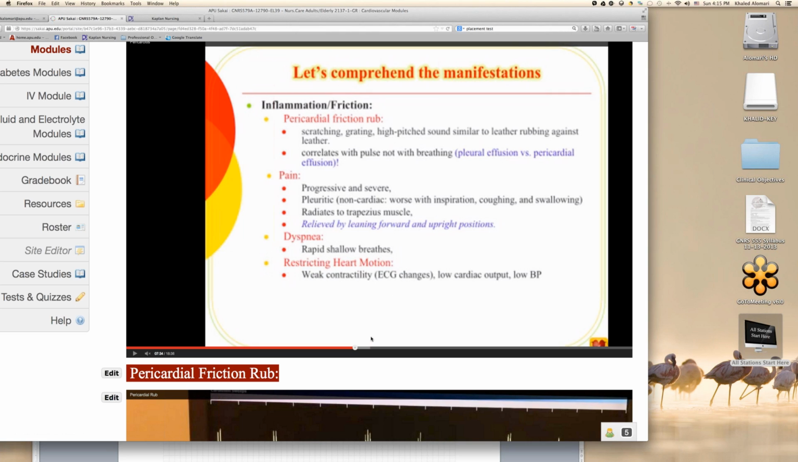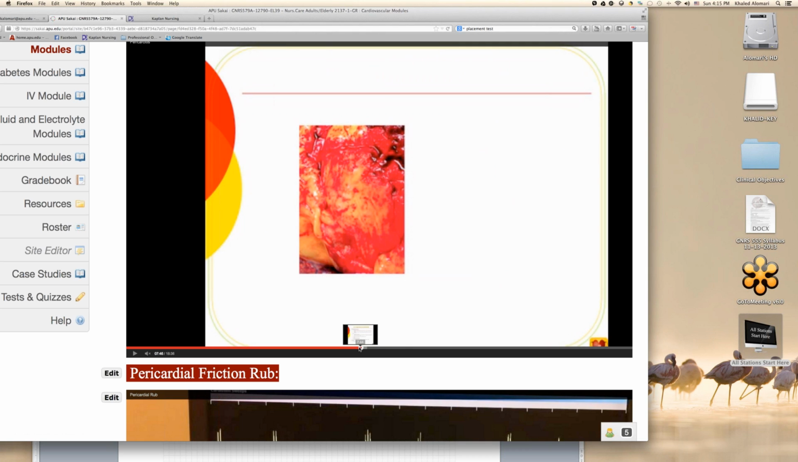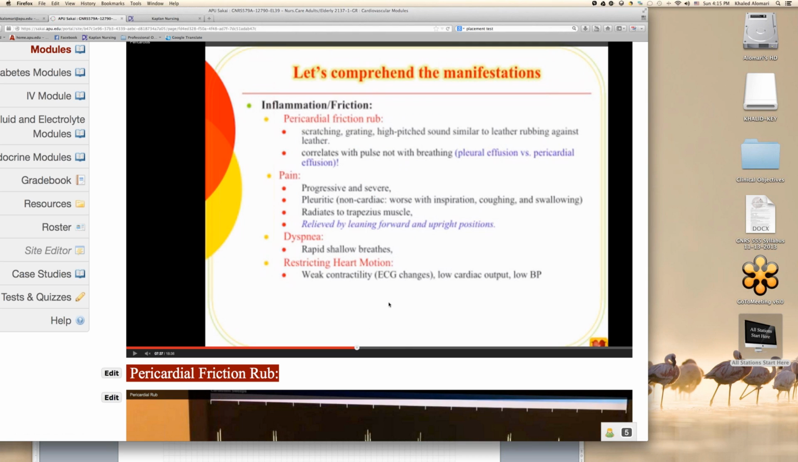Again, as far as ECG, we say that there would be weak contractility. So you can see that the cardiac output will be low, and blood pressure will be low as well. And then you see symptoms of heart failure as well. It looks like heart failure, but mainly has to do with the low cardiac output.